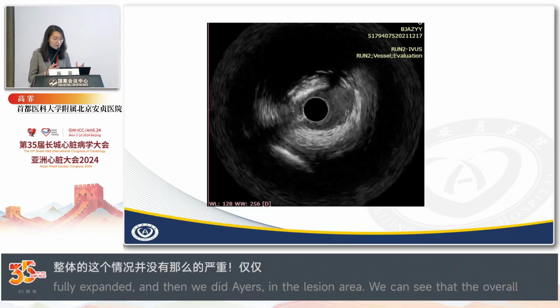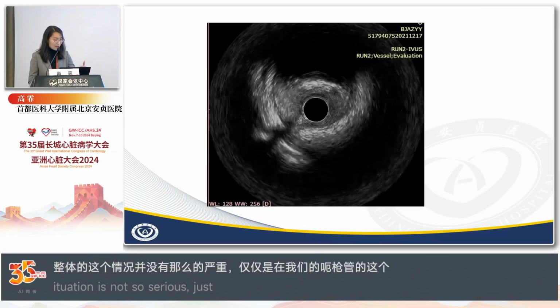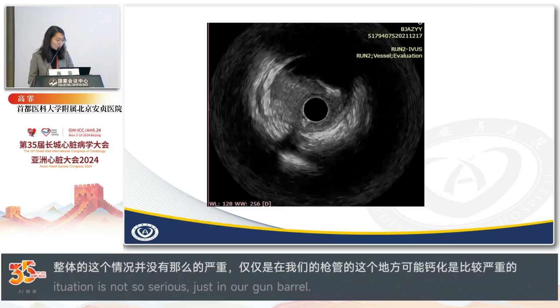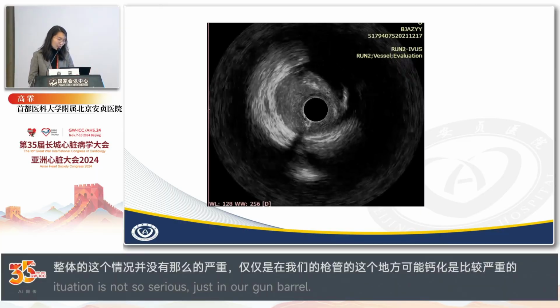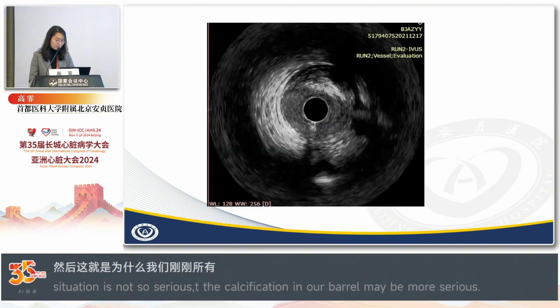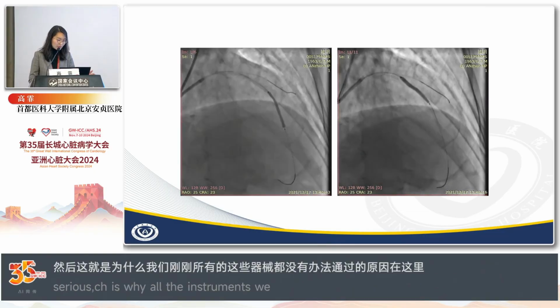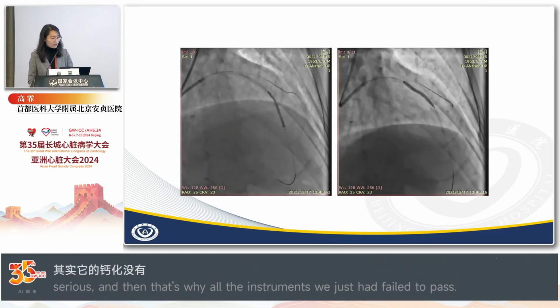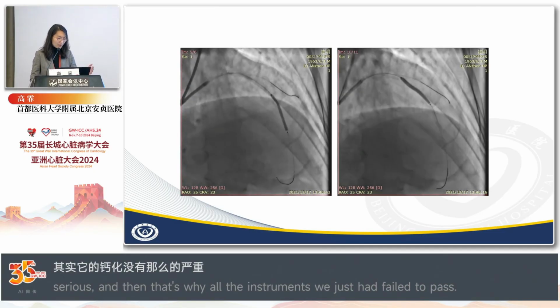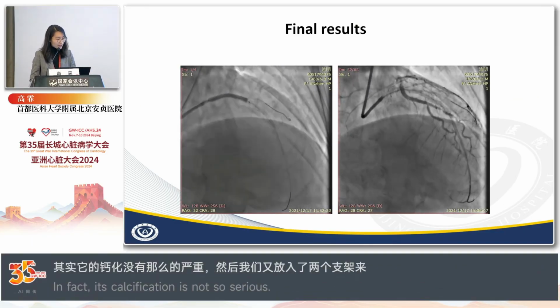Because the vessel is very tortuous with the acute bend and the calcified nodule, it became impossible for any of the devices to pass. So we can see it's not circumferential calcification. Then we just put in 2 stents for the LAD. This is the final result.